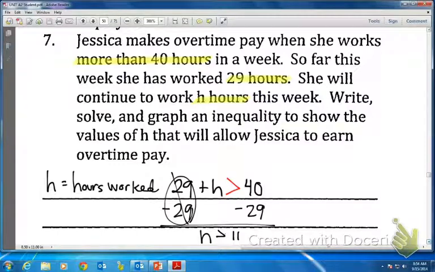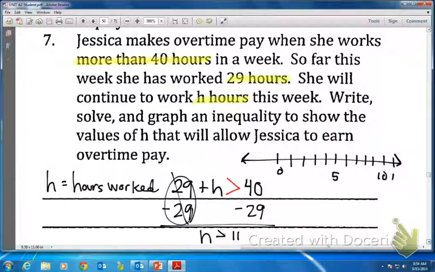So I'm just going to graph it up here. So I have 0, 1, 2, 3, 4, 5, 6, 7, 8, 9, 10, 11. Alright, and she has to work more than 11 hours, so I'm going to put an open circle at 11, because it's not equal to 11 hours. She has to work more than that. And my arrow's pointing this way, at more than 11, or H is greater than 11.